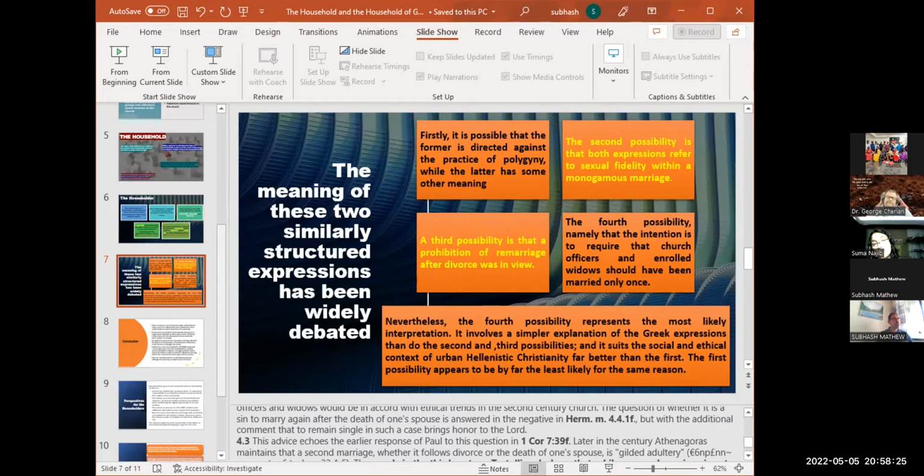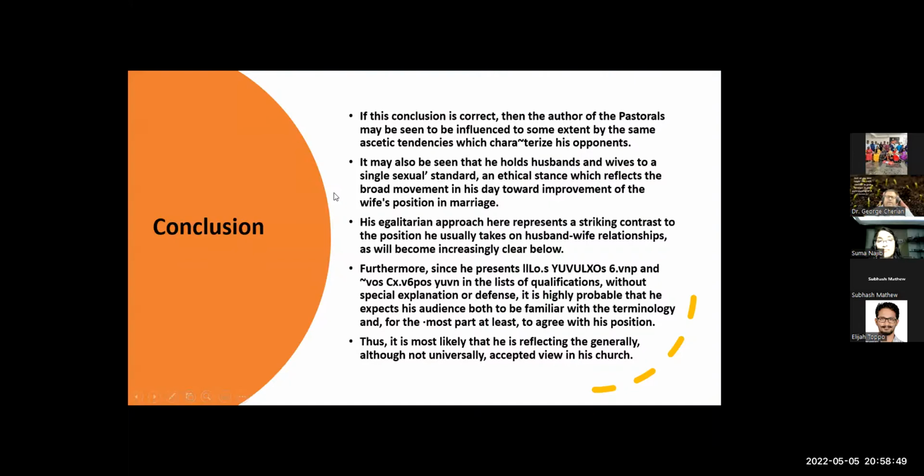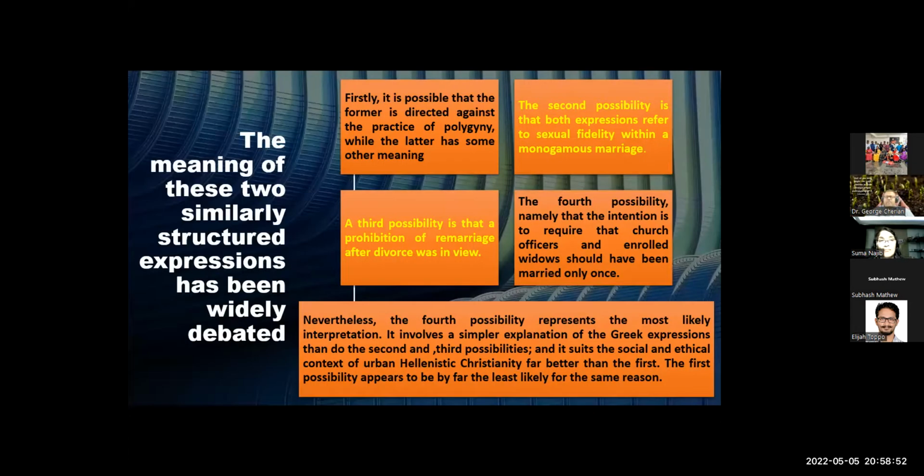So the first possibility appears to be by far the least likely for the same reason, which means it's not regarding polygamy. I think I will go back to the original view. So the idea of fidelity within a monogamous relationship was, I think, from what I have read so far, the reason why Paul addresses many of these concerns.